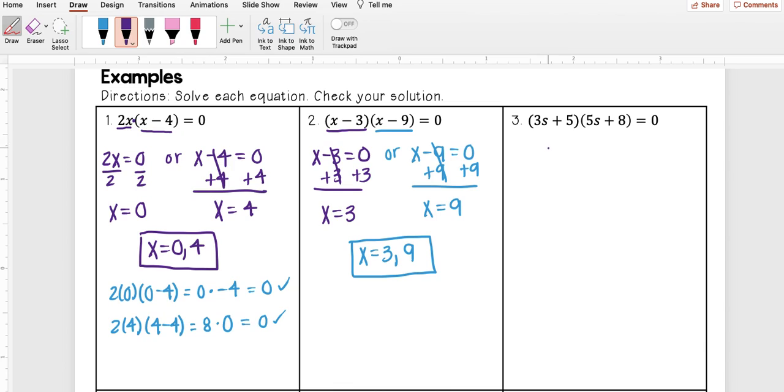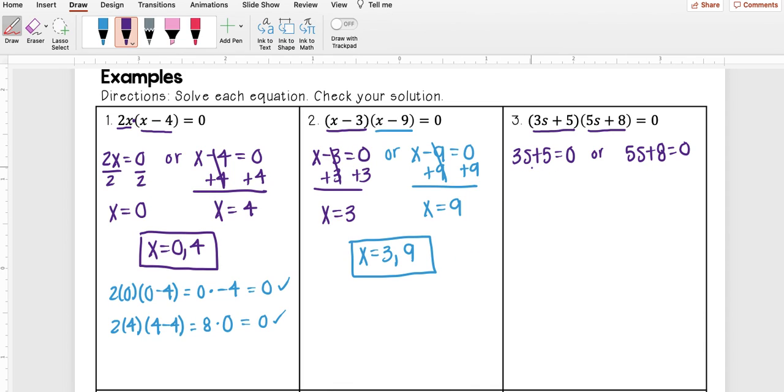Okay, let's try another one. This one has a little bit more steps to it. I'm going to first split this into two equations. I'm going to take my first factor and set it equal to 0. Take my second factor and set it equal to 0. And now I'm going to solve both.